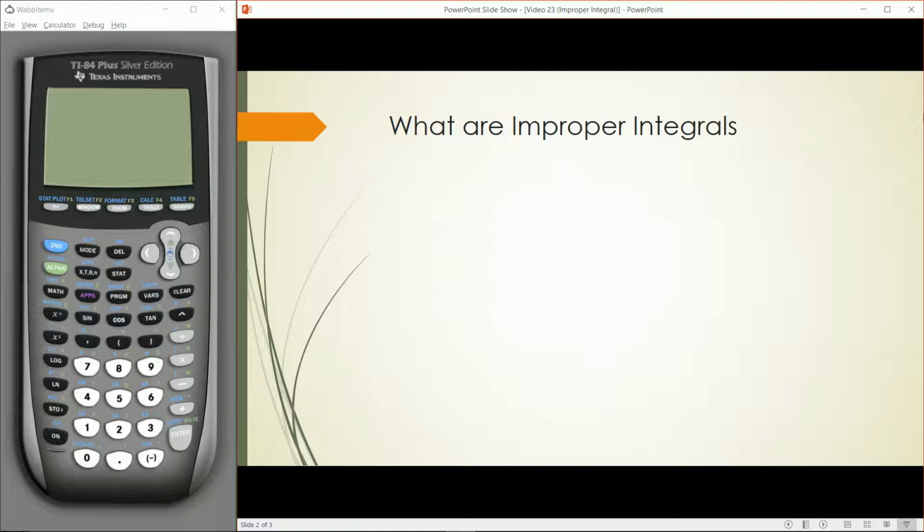Alright, so what are improper integrals? Well, there are a few different situations that they might arise. First of all, if one of your bounds is infinite or infinity. In this situation, you'd have something that looks like the integral from a to infinity of f of x dx.